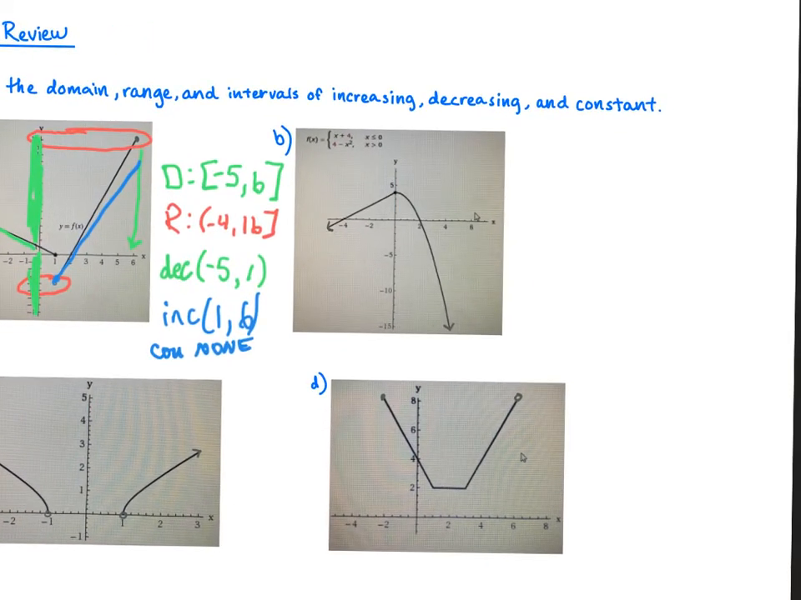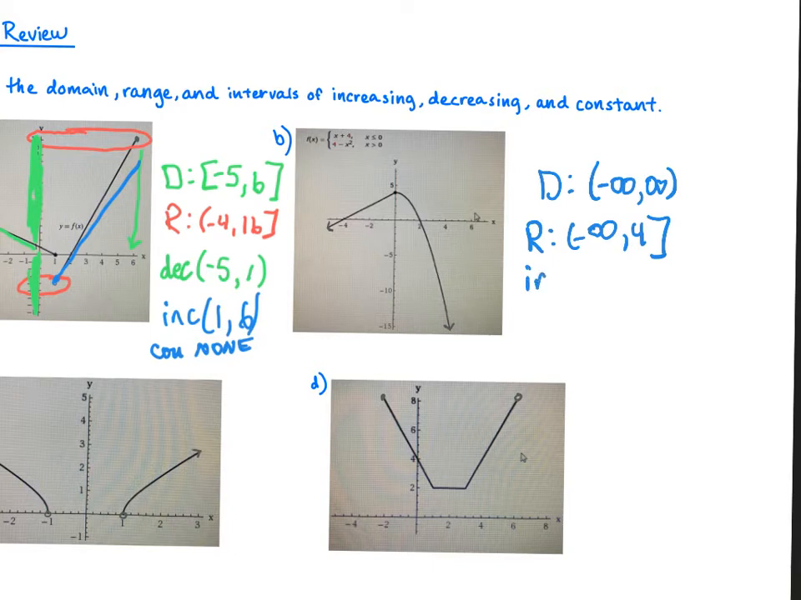All right, for letter B, same thing. We're going to read domain from left to right. I have arrows on both sides of my graph, so my domain is just going to be -infinity to +infinity. Our range, remember, we read from bottom to top, so down here would be -infinity, and the highest this goes would be 4. And I have my bracket.